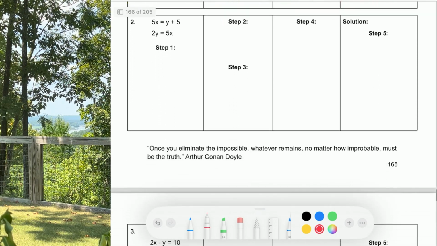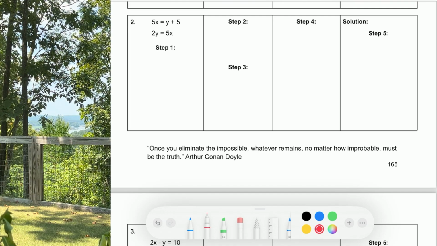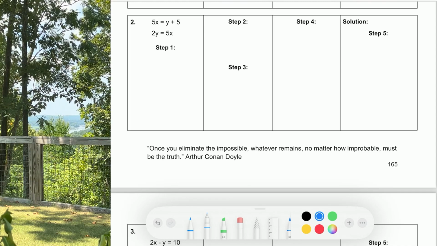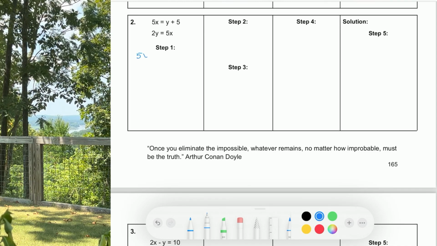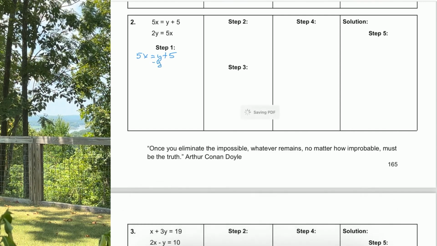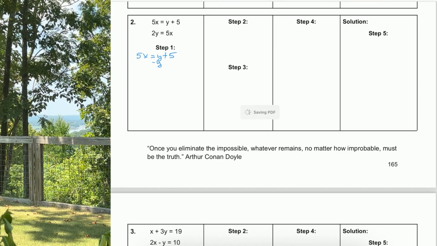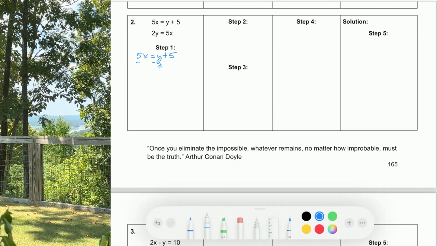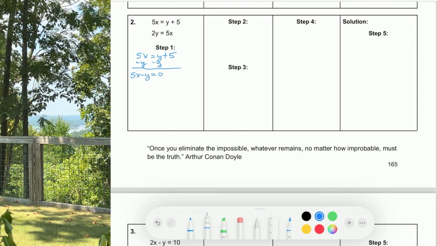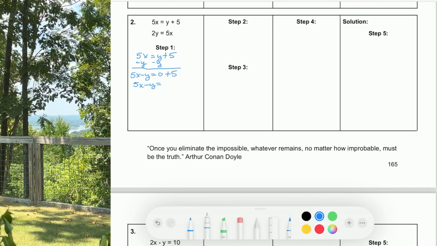Number 2. So again, we need to check and see if we have it in the ax plus by equals c form. We don't, so we need to adjust actually both of these. I'm going to start with the first one, 5x equals y plus 5. I can subtract y from both sides, and that'll move it over to that same side as the x on the left. So that gives me 5x minus y equals 0 plus 5. So this equation becomes 5x minus y equals 5.